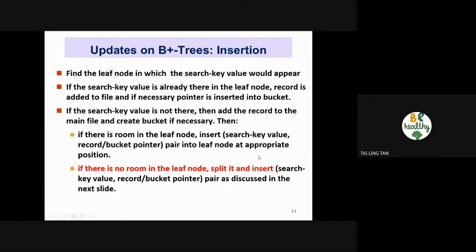Okay, now continue. We have this update about this B tree. Let's say insertion, or let's say we have another one that is called deletion. Okay, so insert. We find the leaf node in which the search key value would appear. So for insertion, we also still follow the previous one, searching for the key and seeing whether there is enough space or not.